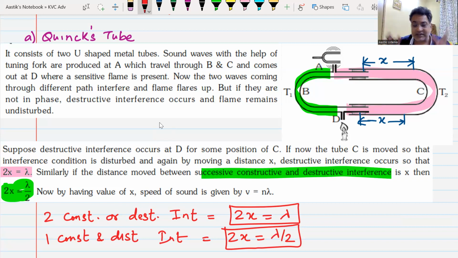Don't write everything. You will not understand anything out of it. Just write if the distance of the tube is given as between two constructive interference, lambda is 2x. Between constructive and destructive, lambda is 4x. Do we understand this?